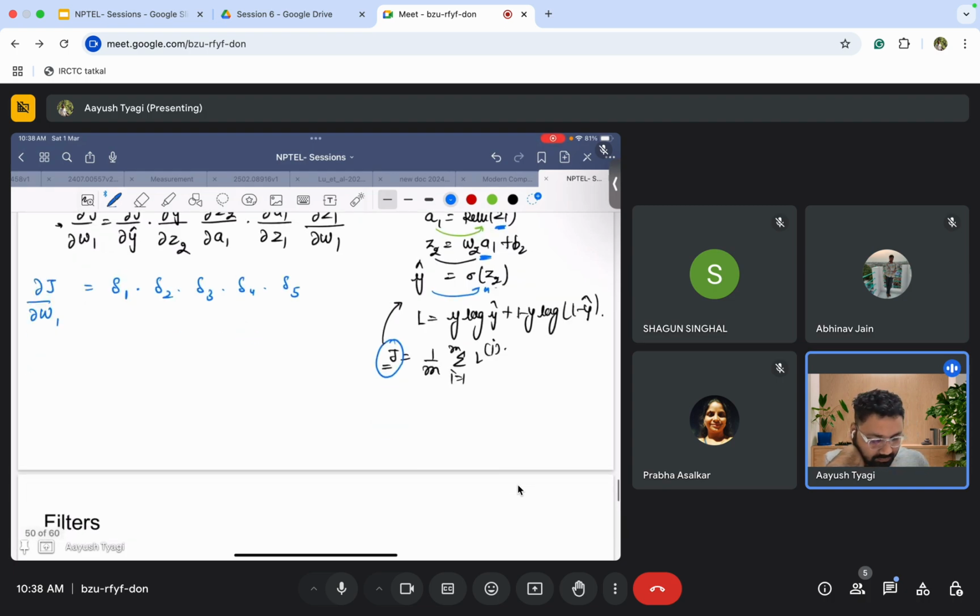And how do you update your weights? So the weight is basically updated in this manner, and this is your learning rate.